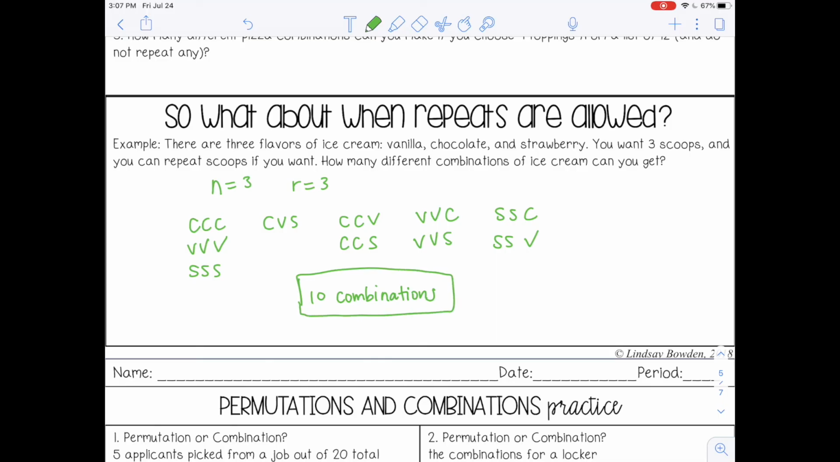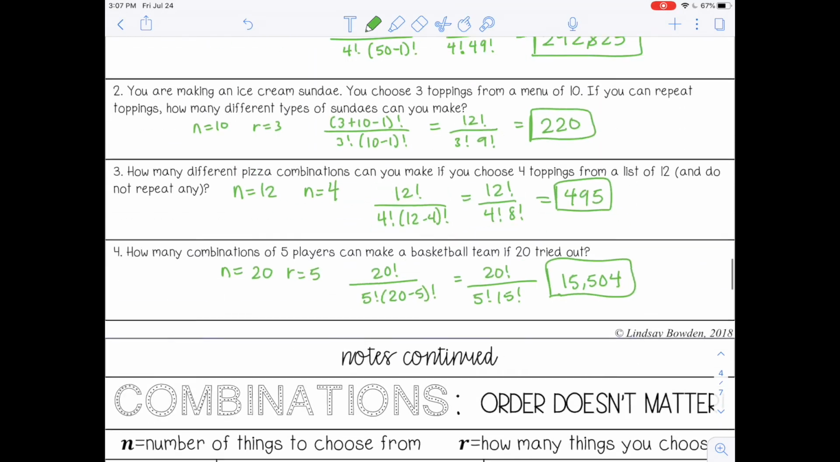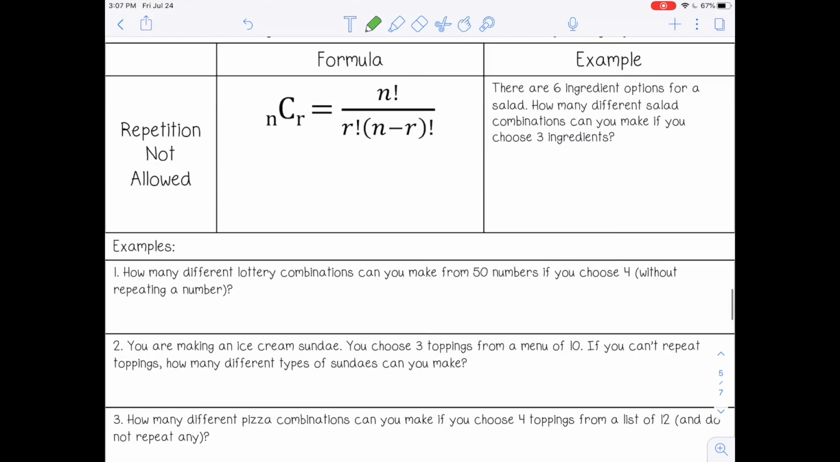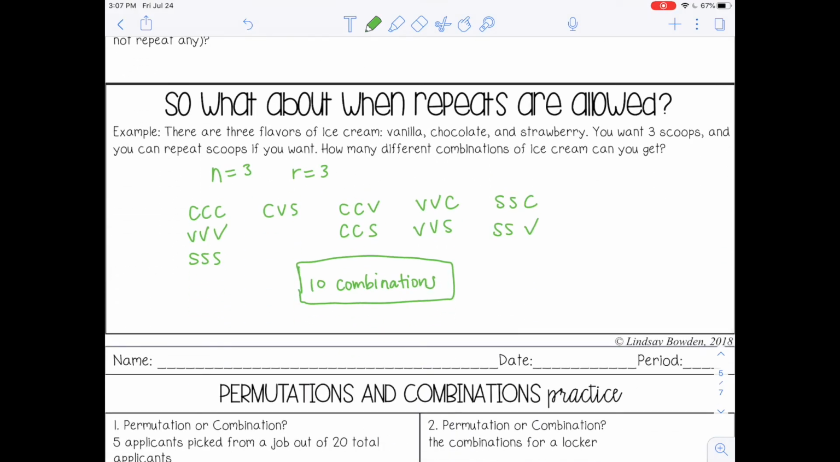And just to check it with the formula, so remember the formula says r plus n minus 1, and then r, n minus 1. So that would be 5, 3, 2. And if you type that in your calculator, you do get 10. All right, you can stop the video now and complete the practice and check it with your teacher.